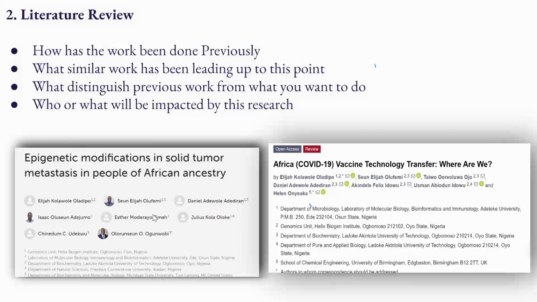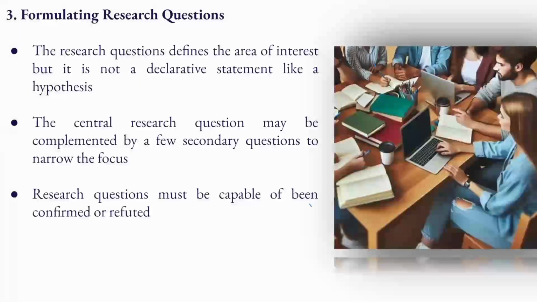There's one of it we have, also around cancer biology, but that one we are looking at another diverse population globally. So you pull these papers together, you read them, you digest them, you pull out the body of knowledge. Then from the body of knowledge, you profile what you think should be the next steps or directions of research, as it were. So what similar work has been done? What distinguishes what you want to do from what has been done, and who or what will this particular research benefit? So, formulating research questions.